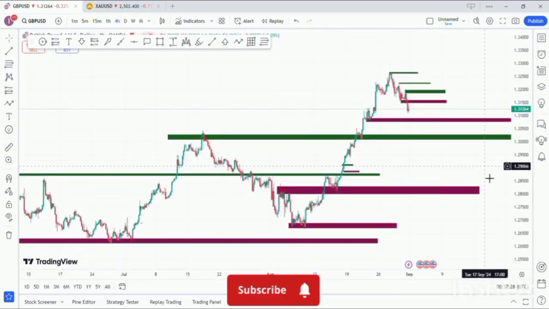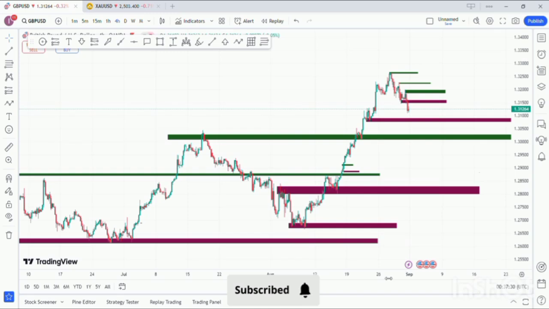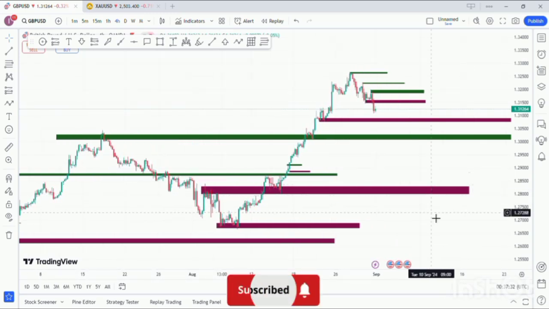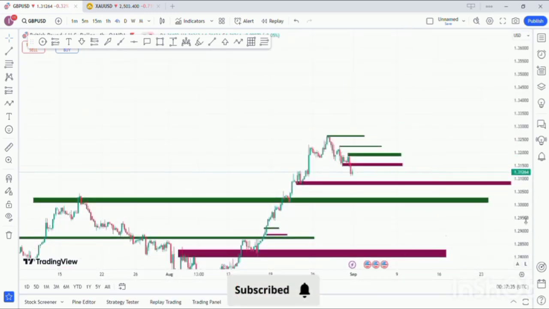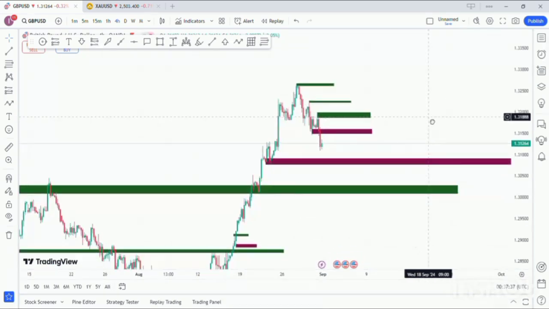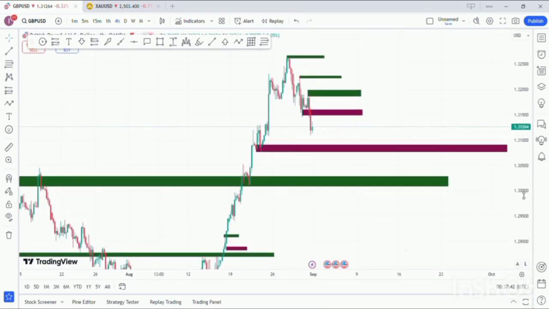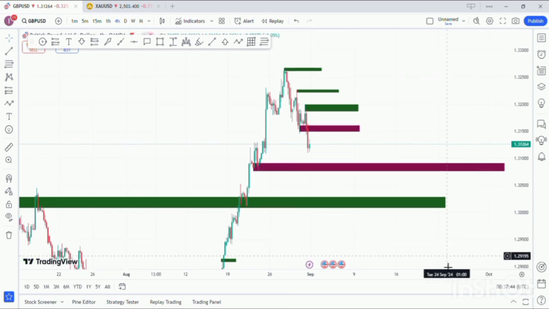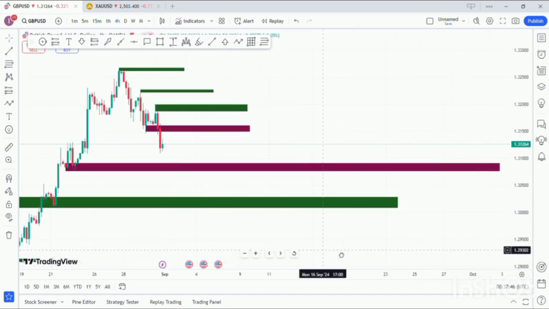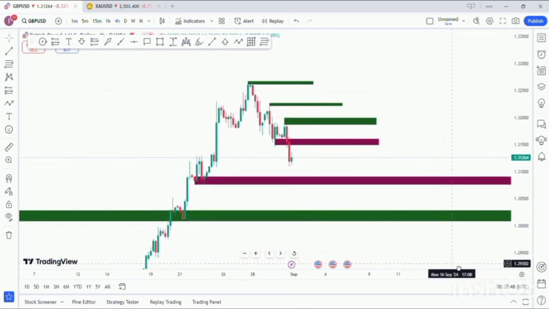Alright guys, so this is the 4 hours time frame for GBPUSD. As you can see, there are other zones which are visible on the 4 hours time frame which were not very visible on the daily time frame, guys. So right here on the 4 hours time frame, I'll just zoom out so we can see these zones that we've picked out on the 4 hours time frame.